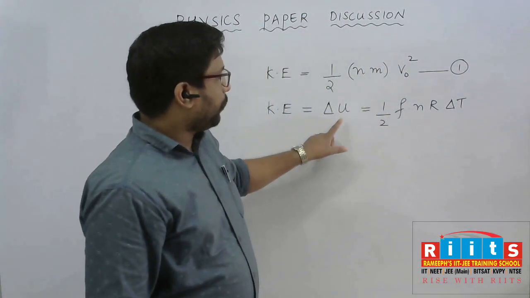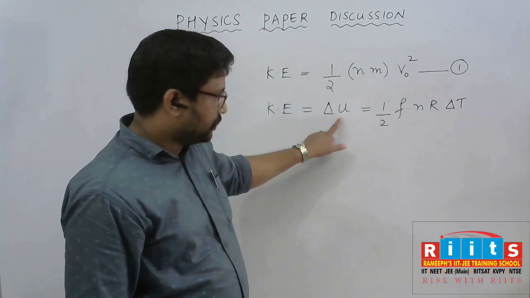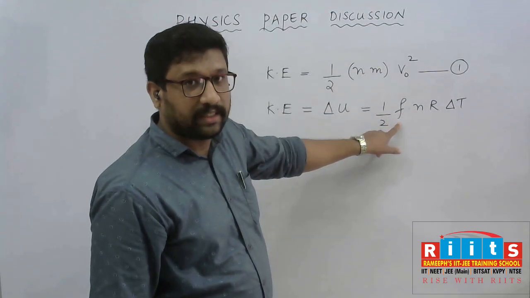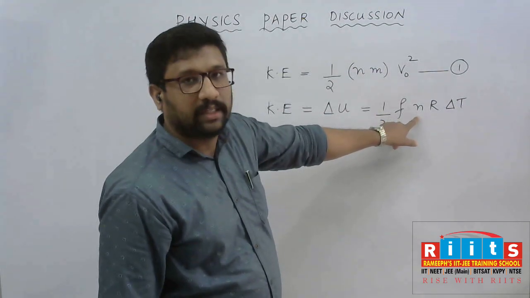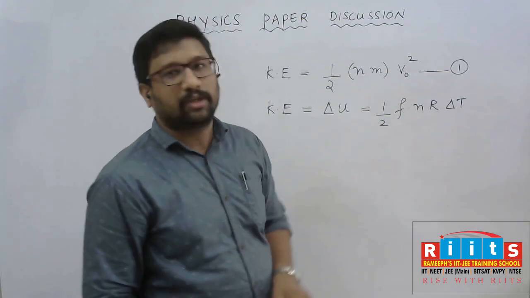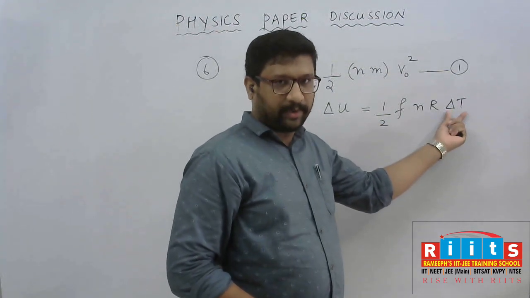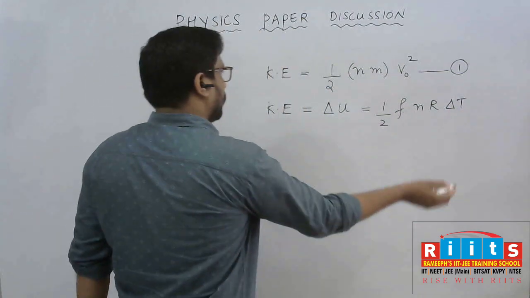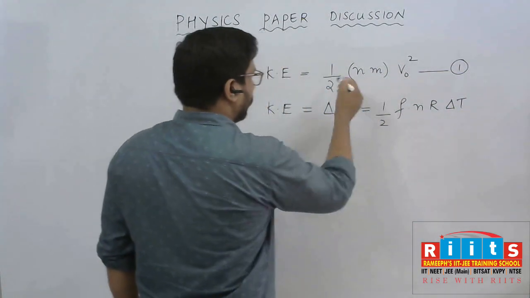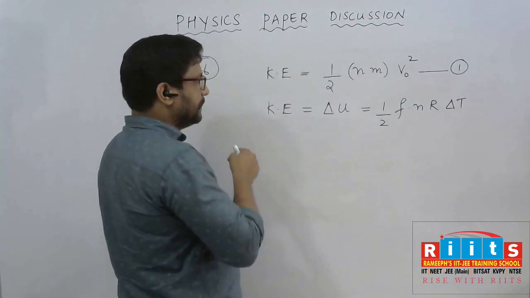So this is the equation of change in internal energy, where F is the degree of freedom, N is the number of moles, and R is the universal gas constant. Obviously delta T is the change in temperature. So if you are able to substitute the data here, what are you getting? Substitute equation number 1 here.